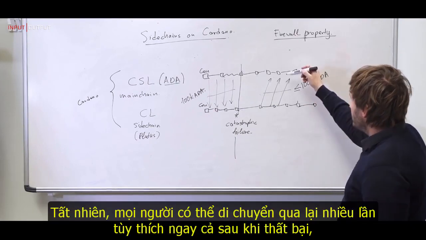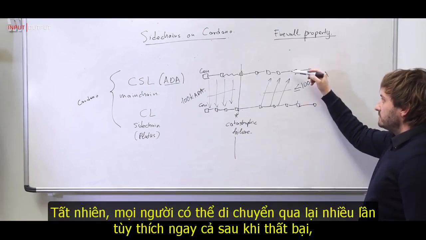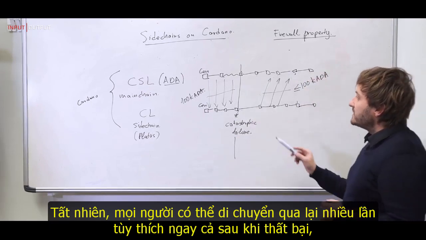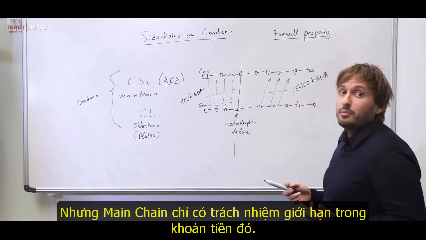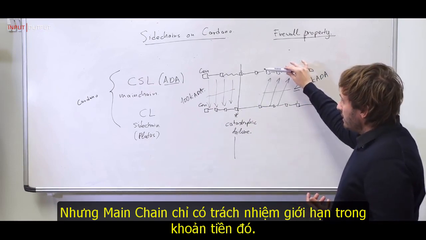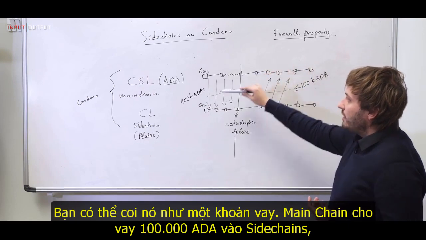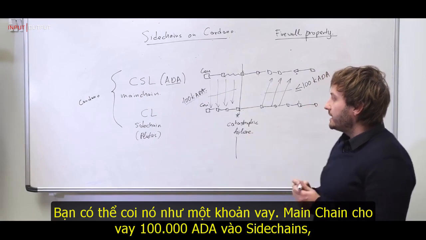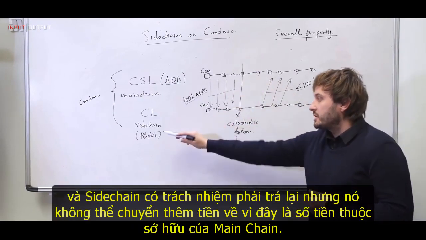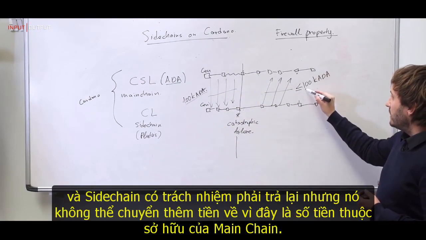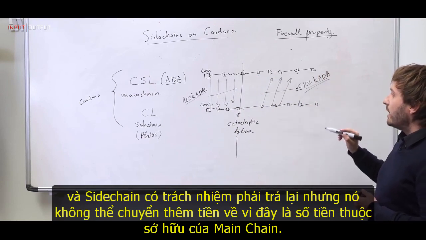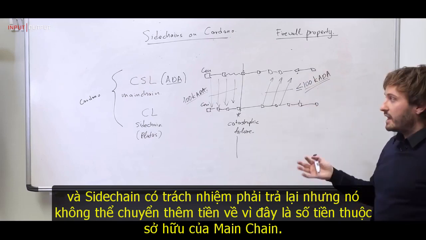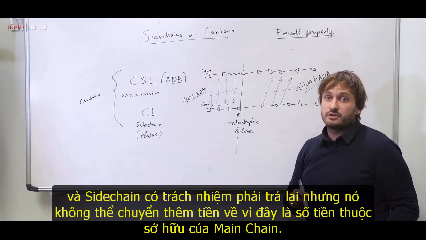Of course, people can move ADA back and then move it back and forth as many times as they like, even after the failure. But this is a kind of limited liability that the main chain, you could think of it as a loan. The main chain gives a loan of 100,000 ADA into the sidechain, and then the sidechain's liability is to pay it back. But it cannot move more money back because this is the money that is owned by the main chain, essentially.